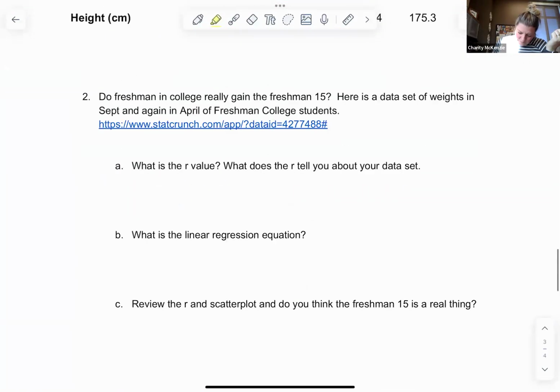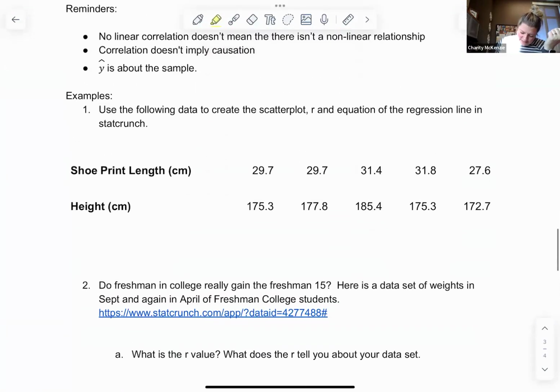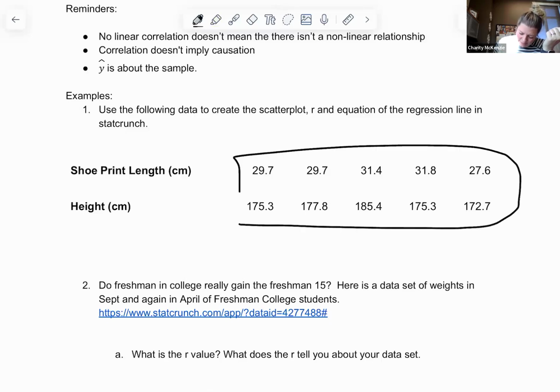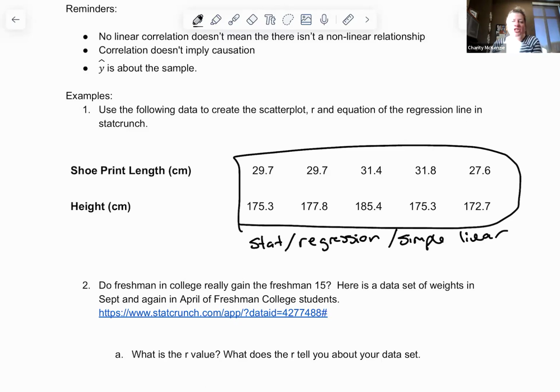So in order to get the equation or the scatter plot, right? We're going to go to stat, then we're going to go to regression. And that's going to go to simple linear, and that's how you can get the correlation coefficient in StatCrunch.